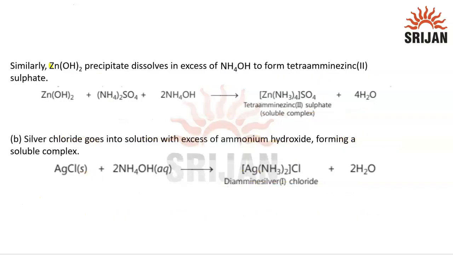Then we have zinc hydroxide, whose precipitate again dissolves in excess of ammonium hydroxide to form tetraamine zinc 2 sulfate, and here is the reaction. This forms a soluble complex, tetraamine zinc 2 sulfate. Same thing happens with silver. Silver chloride goes into solution with excess of ammonium hydroxide, forming a soluble complex. So AgCl on reacting with ammonium hydroxide will give us diamine silver 1 chloride, and water is evolved as a byproduct. I hope it is clear to you. Thank you.